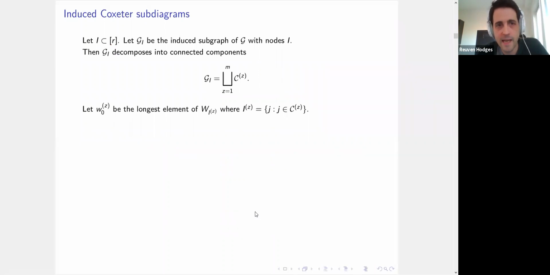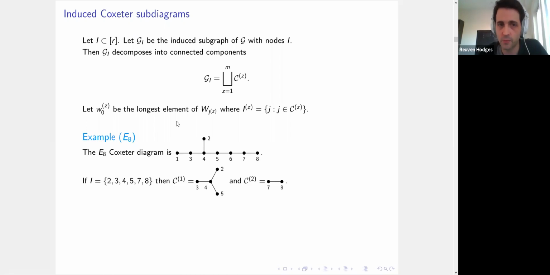All right, so just a little bit more terminology. So if you take a subset I of bracket r again, you have an associated induced subgraph G_I. So what you do is you just take the induced subgraph on those nodes. And if you take an induced subgraph, this induced subgraph is going to break into connected components, some number of them. There might be 1, there might be more. I'll label these connected components by these C superscript z's. And then associated to each of these connected components, there is some parabolic subgroup and there is some longest element in that parabolic subgroup.